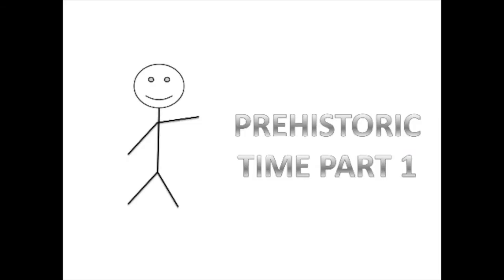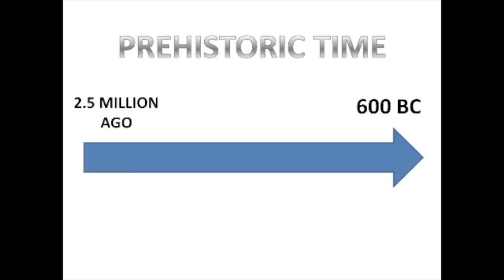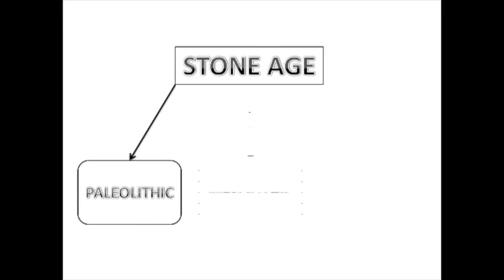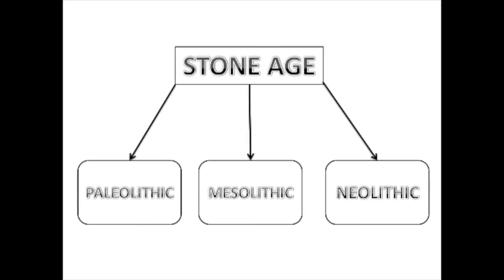Today we're going to learn about prehistoric time, part 1. Prehistoric time is divided into three main timelines: the Stone Age, followed by the Bronze Age, and the Iron Age. Today we're going to learn about the Stone Age. The Stone Age is also divided into three: Paleolithic, Mesolithic, and Neolithic.